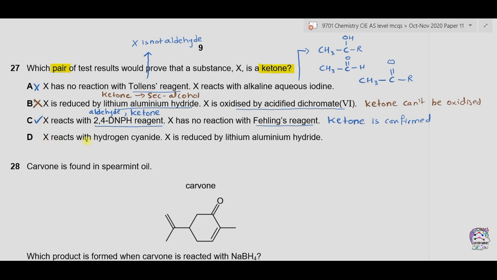In D, it says X reacts with hydrogen cyanide. X is reduced by lithium aluminum hydride. Now hydrogen cyanide can react with both aldehydes and ketones to form nitriles. In the second reaction, it is reduction by lithium aluminum hydride. Both aldehydes and ketones can be reduced by LiAlH4. So we cannot differentiate between aldehyde and ketone based on these reactions. So D is incorrect. The correct option is therefore C.